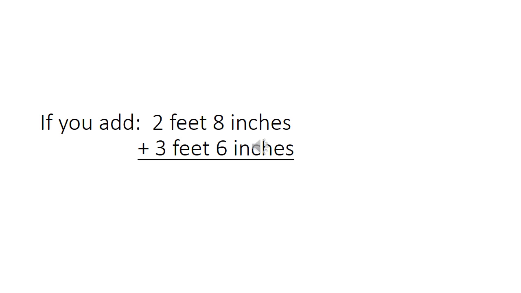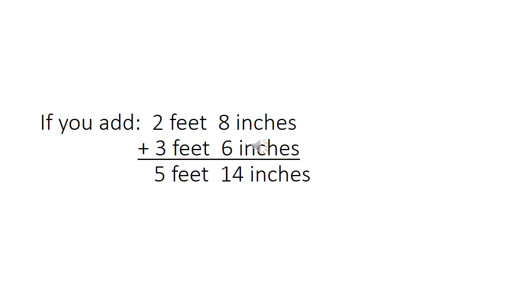To start with, this example looks pretty much the same. If you add 2 feet 8 inches plus 3 feet 6 inches, add up the feet first, then add up the inches. You end up with 5 feet 14 inches. It looks okay, but do you see the problem? We have 14 inches. That's more than a foot. So in reality, we have more than 5 feet.